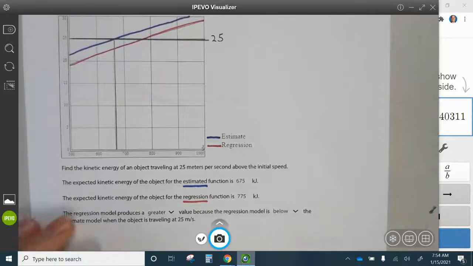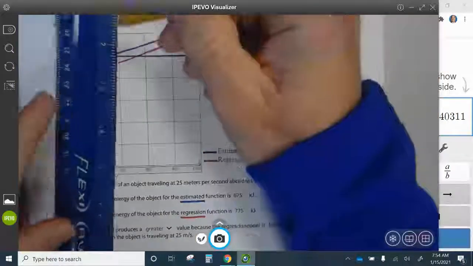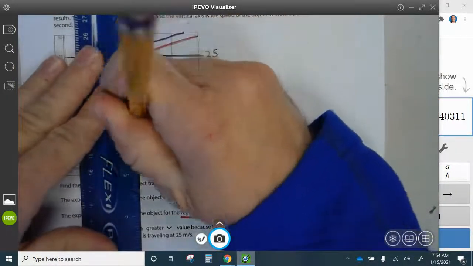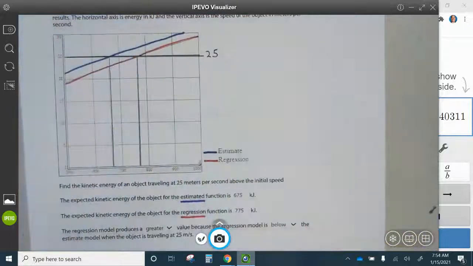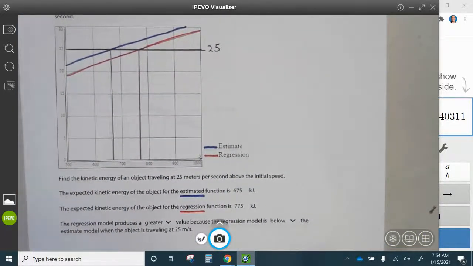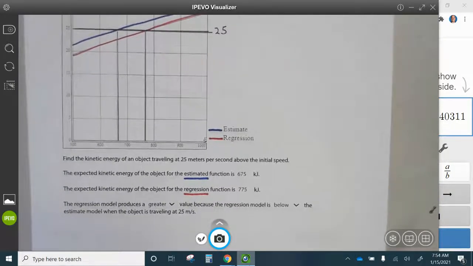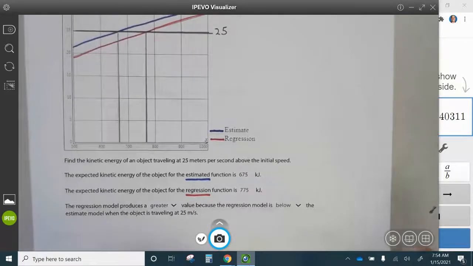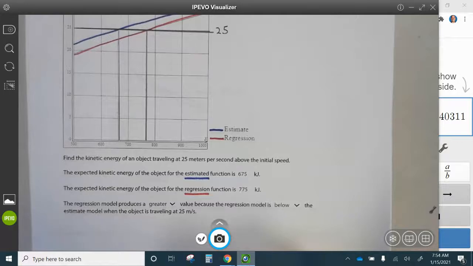And now you can see that it intersects the red line, which is the regression, here. So we draw a vertical line down, and we can say that the expected kinetic energy of the regression function is 775. The regression model produces a greater value because the regression model is below the estimated model when the object is traveling at 25 meters per second. All right, go ahead and finish up question 10.